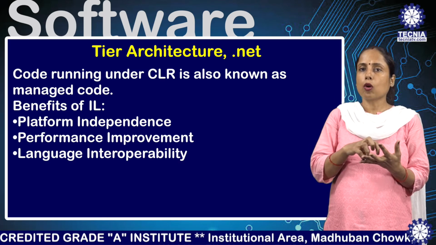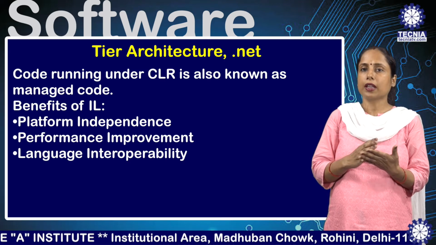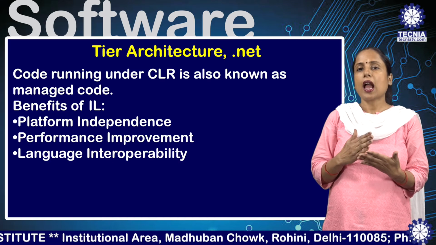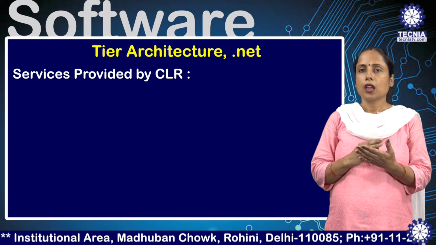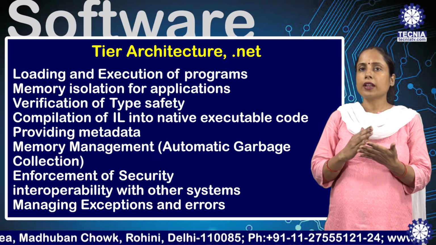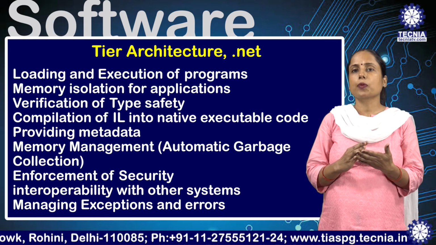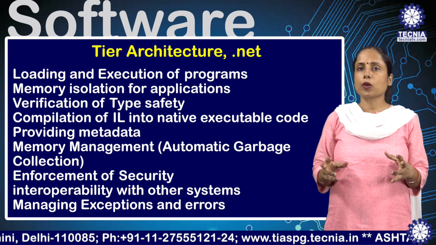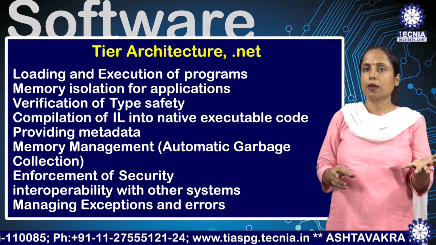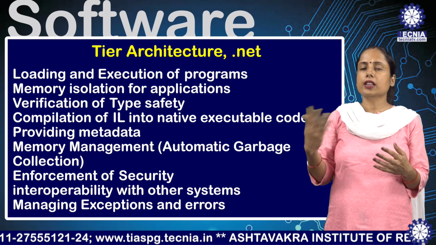That intermediate code provides benefits like platform independence, performance improvement, and language interoperability. Now next is the services provided by CLR. CLR provides a number of services, in which first is loading and execution of programs. Loading and execution of programs means when our source program is loaded into the compiler and gets executed.